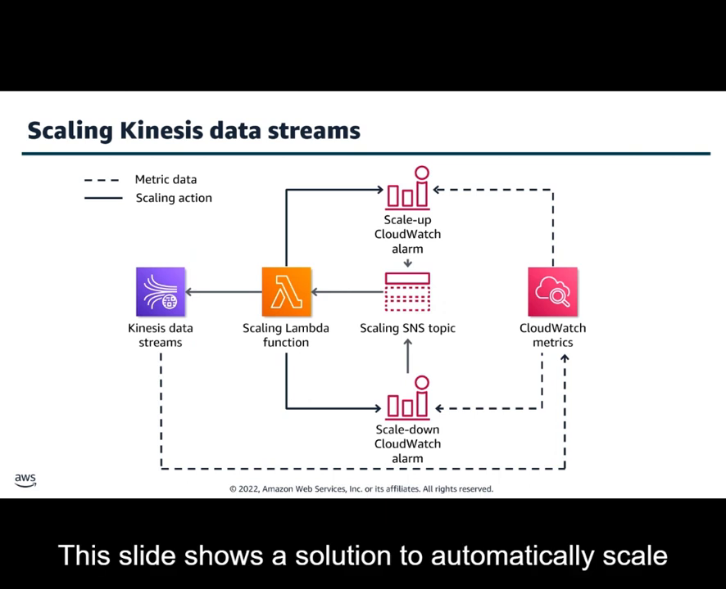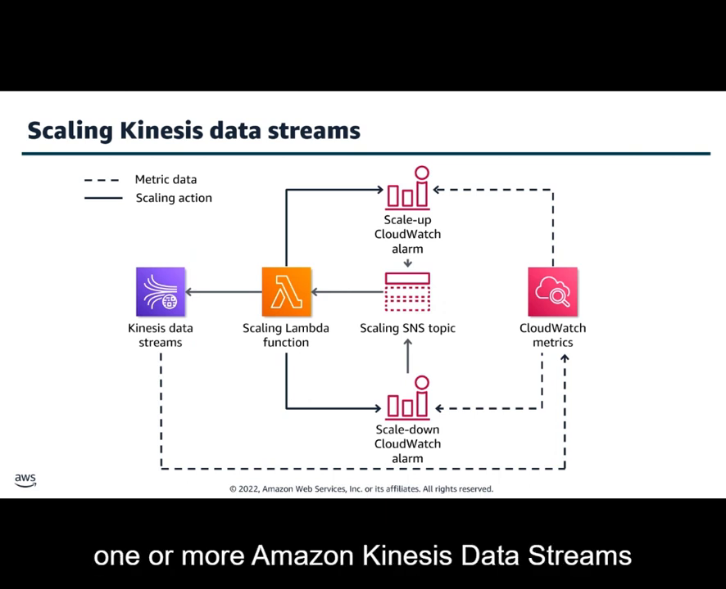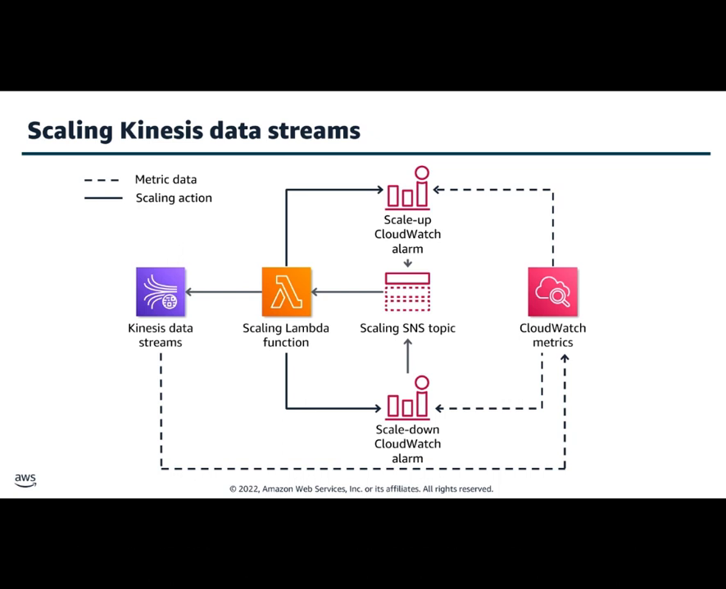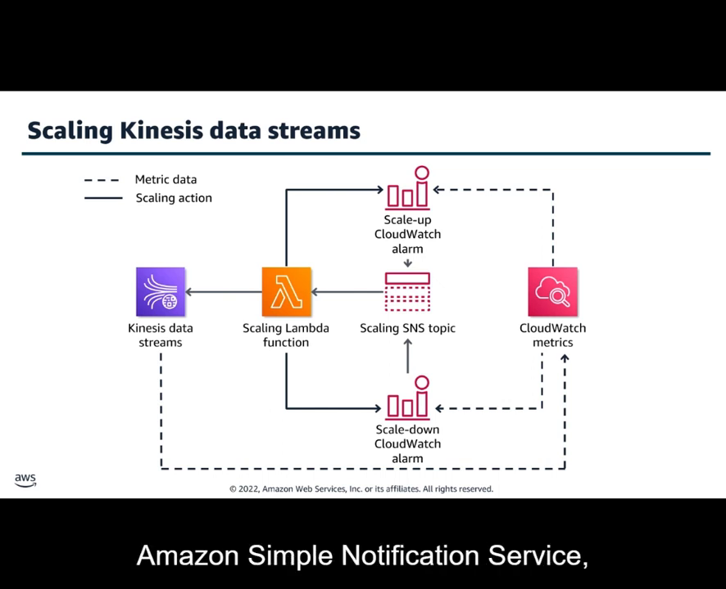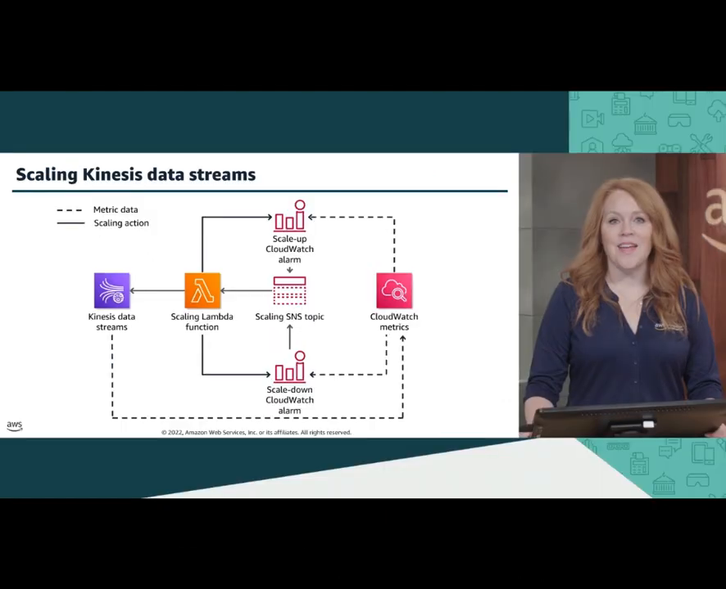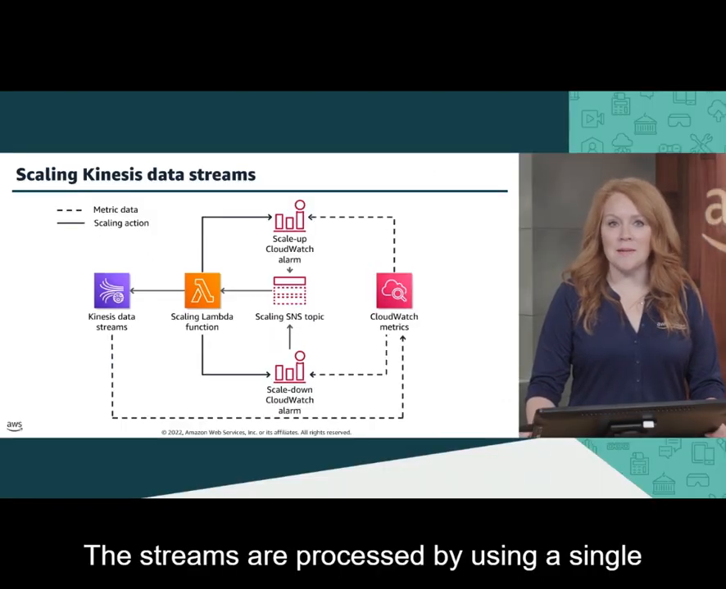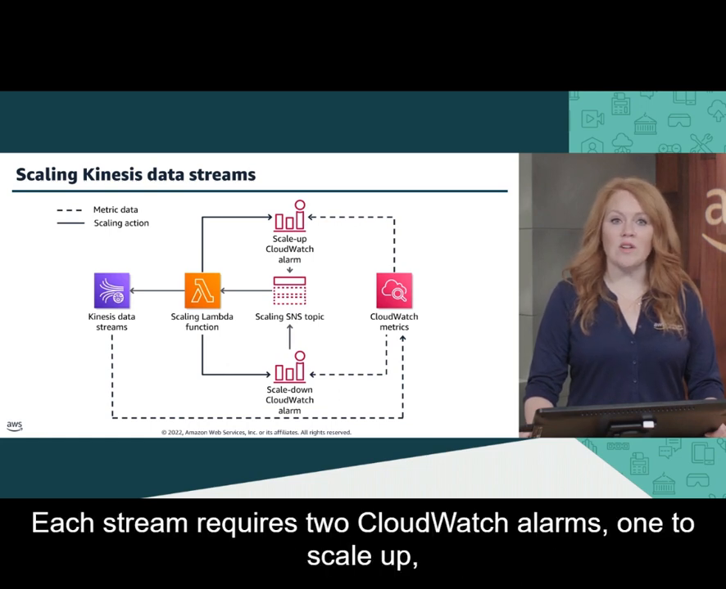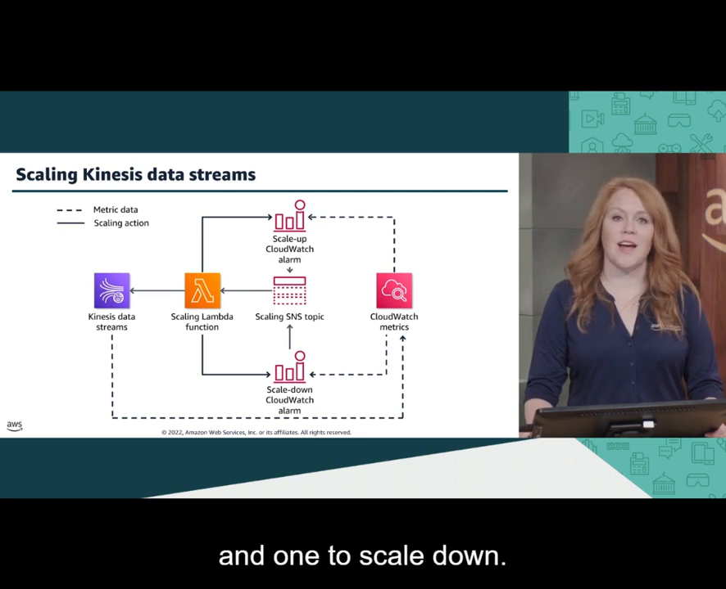This slide shows a solution to automatically scale one or more Amazon Kinesis data streams by using a lightweight serverless architecture. The solution uses CloudWatch, Amazon Simple Notification Service, or Amazon SNS, and Lambda. The streams are processed by using a single SNS topic and Lambda function. Each stream requires two CloudWatch alarms, one to scale up and one to scale down.